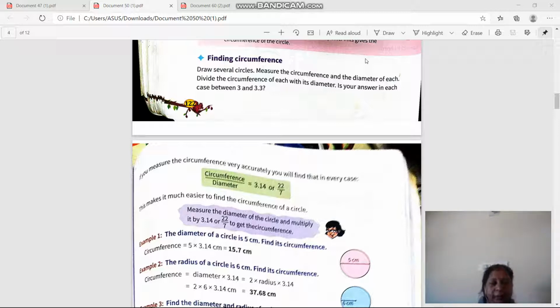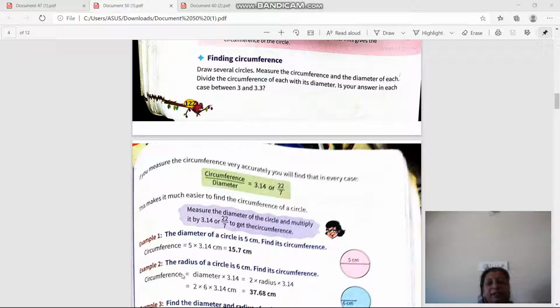So we are calculating the second example, right? So I will read it again. The radius of a circle is 6 centimeter. Find its circumference. Okay. No, we are on the first one. Okay, I'm sorry. The diameter of a circle is 5 centimeter. Find its circumference. So circumference is equal to 5 multiplied by 3.14, this is 15.7 centimeter.